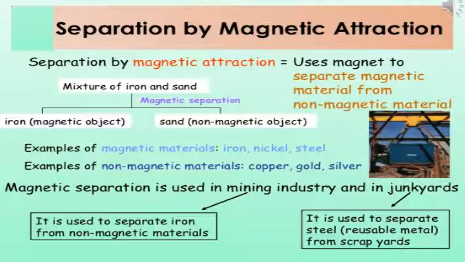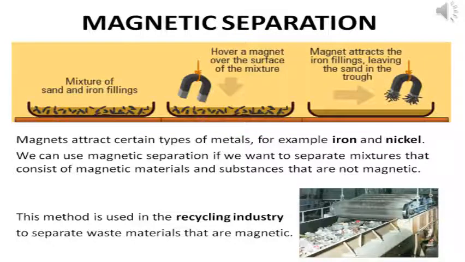Magnetic separation is used in the mining industry and in the junkyard. In the mining industry, it is used to separate iron from non-magnetic materials. In the junkyard, it is used to separate steel, that is a reusable metal, from the scrap. So, if we have a mixture of sand and iron filings and we hover a magnet over the surface of the mixture, what do we observe?